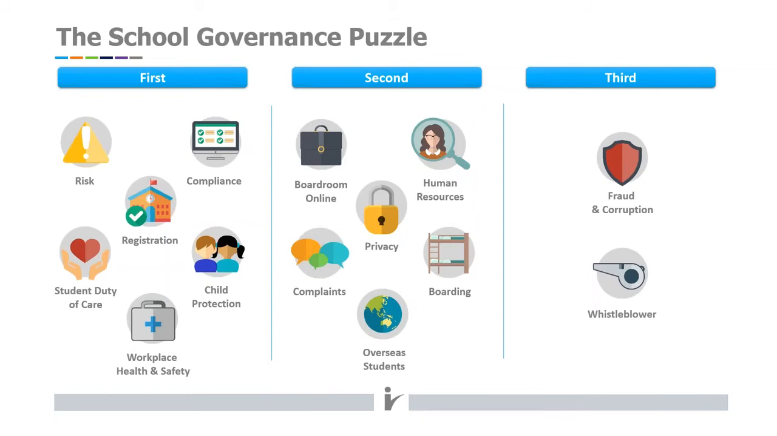Probably the third level is around fraud and corruption. We all know that fraud and corruption works in schools, but again, you tend to be focusing on other things like human resources and complaints before you go down that line. Now, really, the benefit of a fraud and corruption program really goes hand in hand with a whistleblower program.